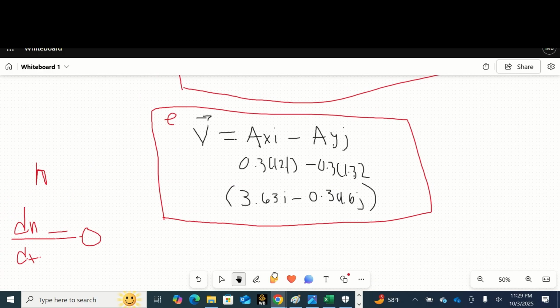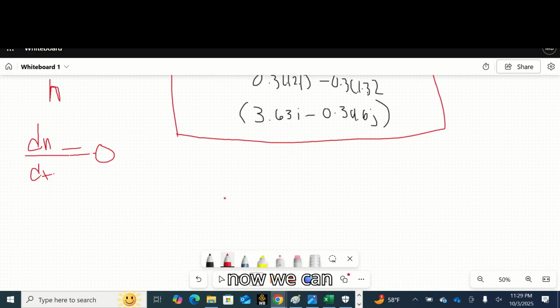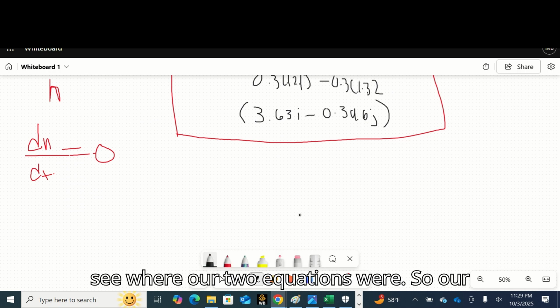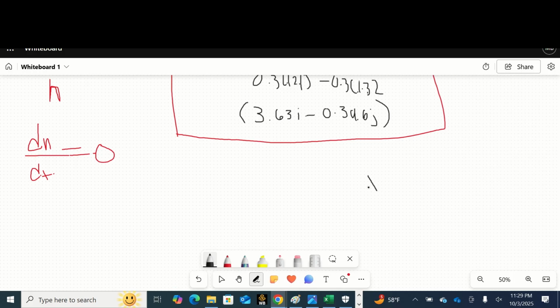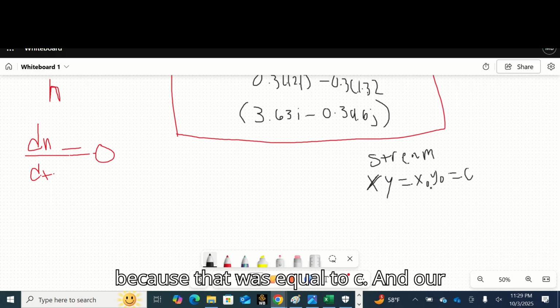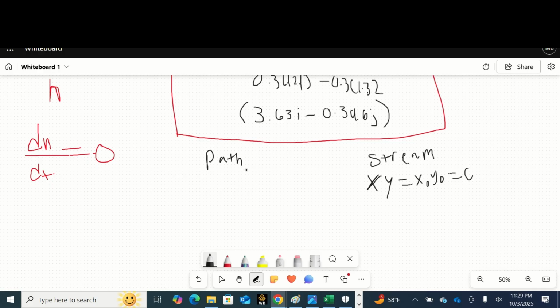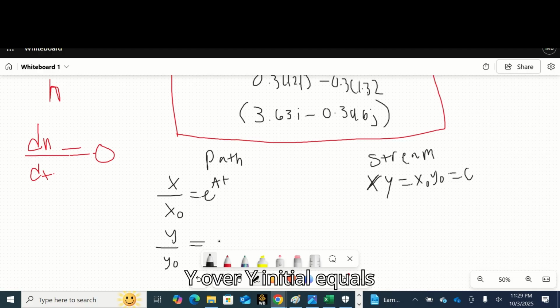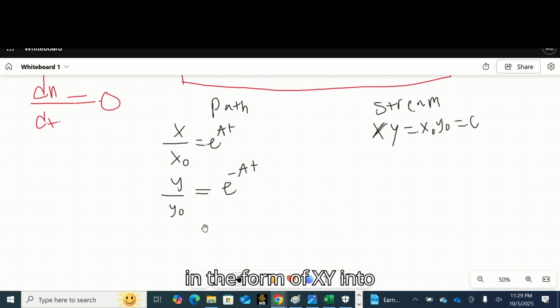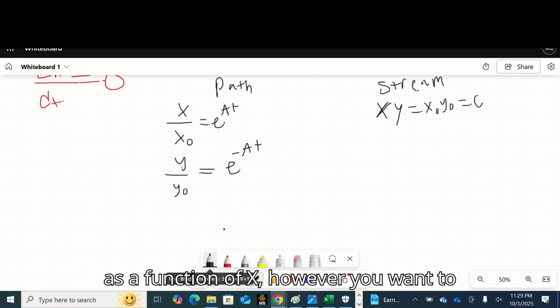Now we can see what our two equations were. Our first equation was xy, this was our equation for our streamline, so I'm going to denote that as stream, because that was equal to c. And our path, I believe it was x over x initial equals e raised to at, and y over y initial equals e raised to negative at. First things first, we need to get this in the form of x and y in one equation, x as a function of y, or y as a function of x, however you want to say it.